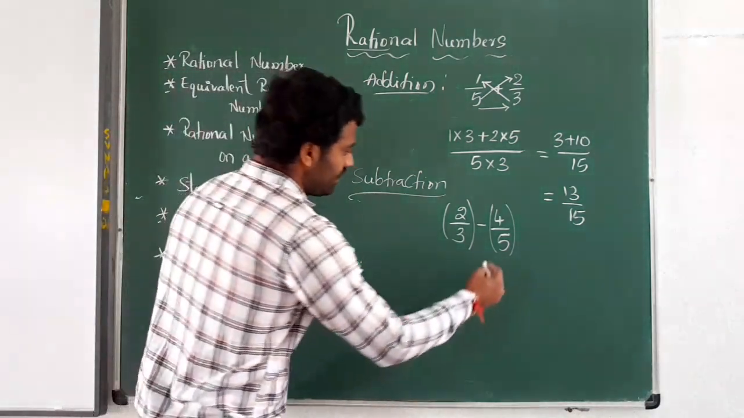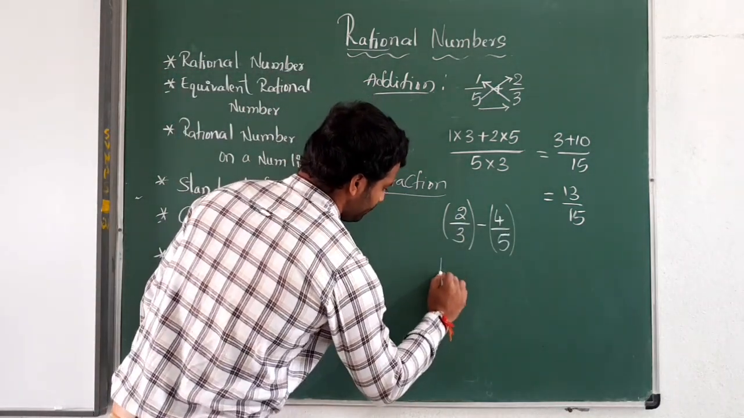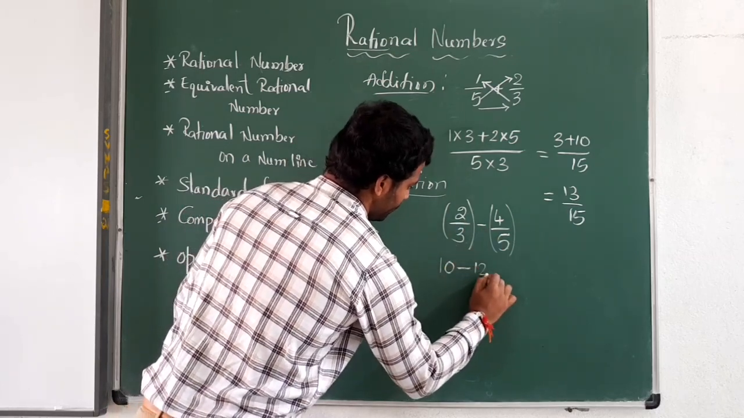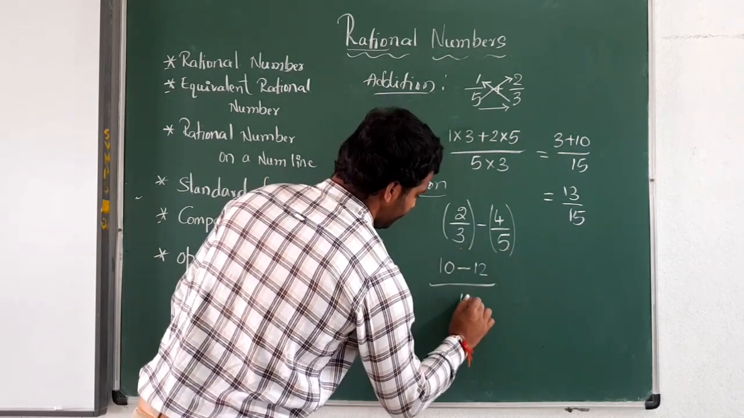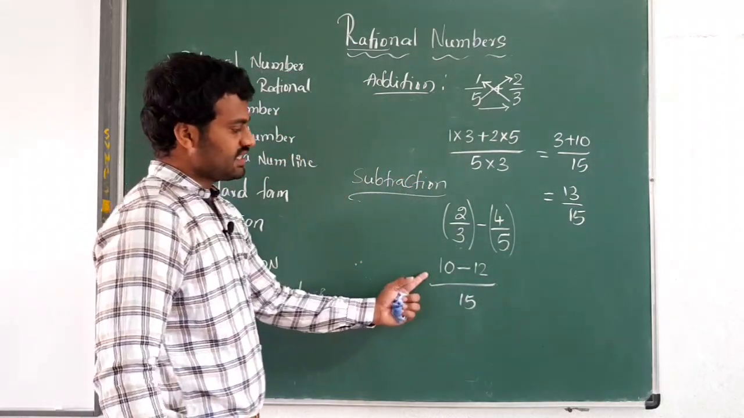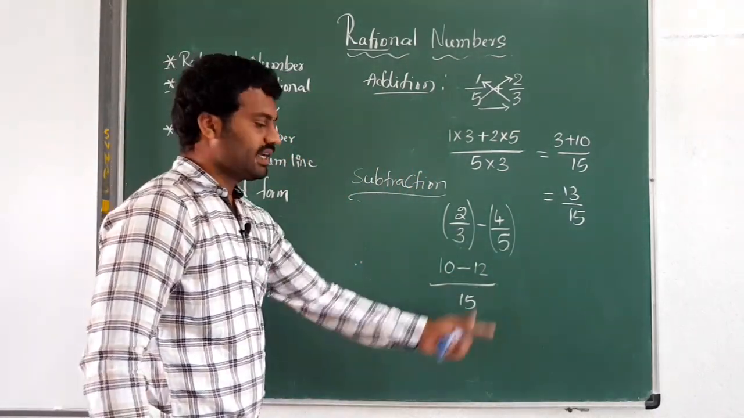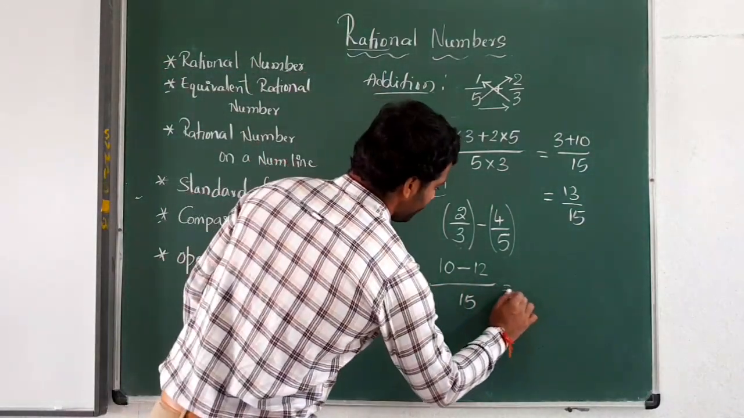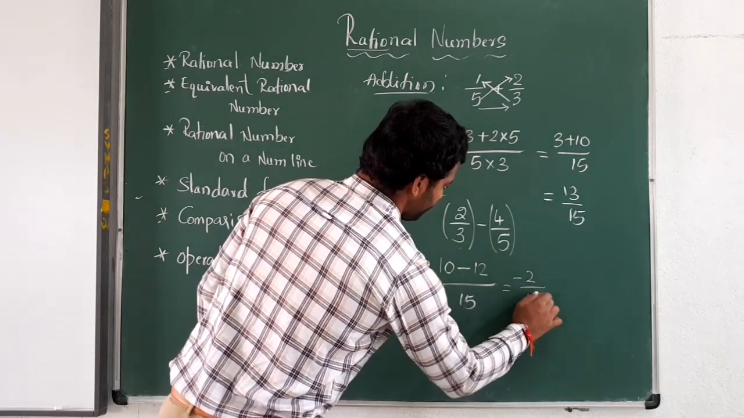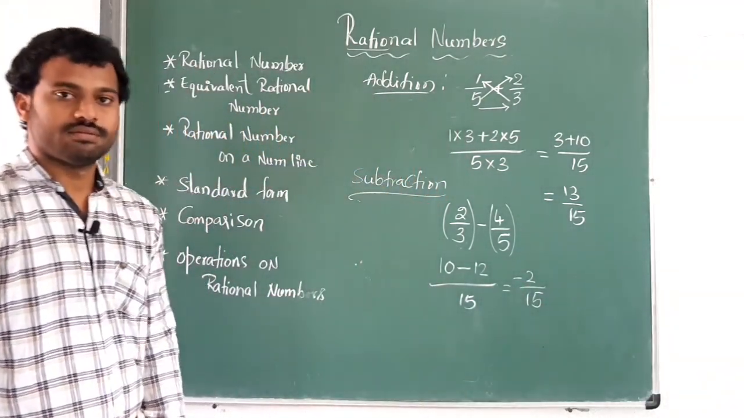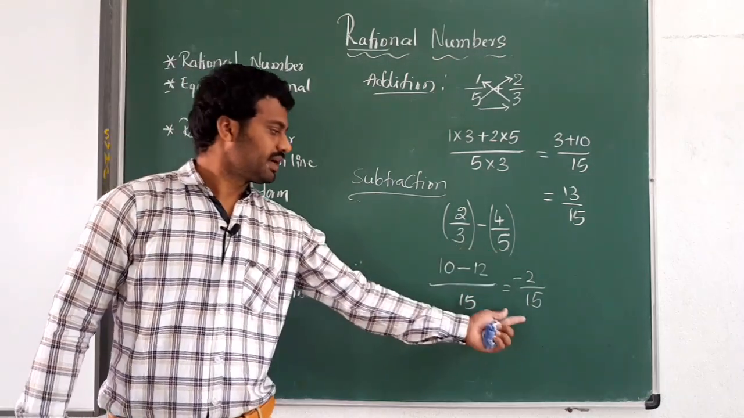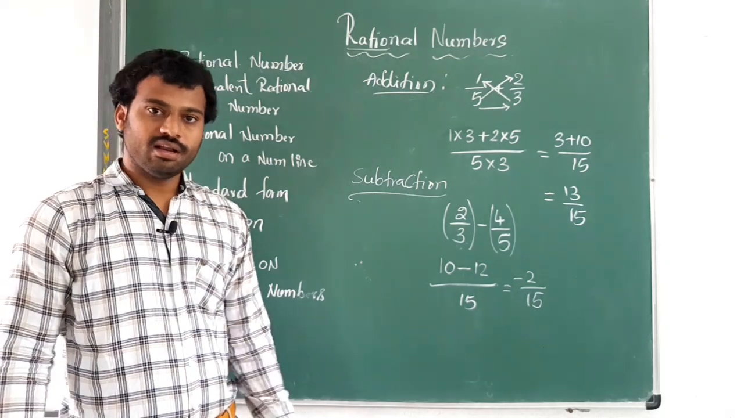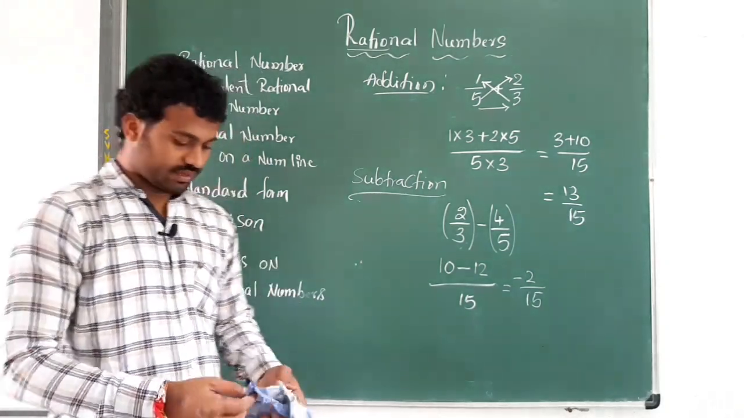Clear or not? So what we have to do? Cross multiply. 2 5s are 10 minus 3 4s are 12, divided by 3 5s are 15. So 10 minus 12. 12 is a greater number, so the sign of the 12 is negative. So the answer will be minus 2 by 15. Clear or not? Very good.